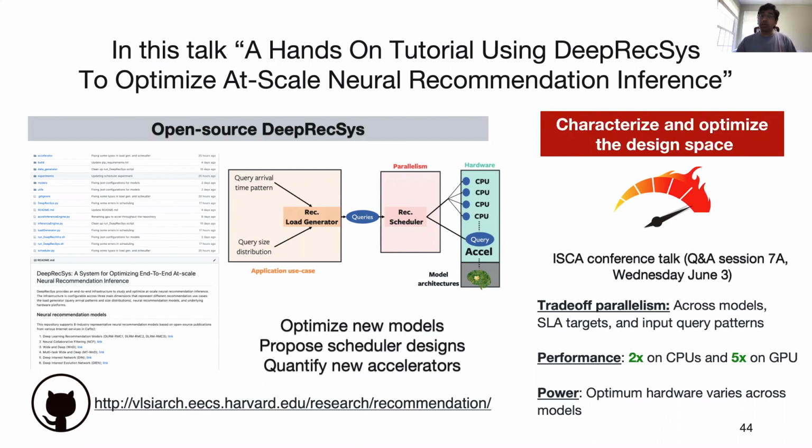We show how the system enables trading off parallelism opportunities across various use cases encompassing models, SLA targets, and input query patterns. We demonstrate how the proposed scheduler provides a 2x performance improvement on CPUs and 5x in the presence of AI accelerators like GPUs. In terms of power efficiency, we find that the optimum hardware platform varies across the different model architectures.